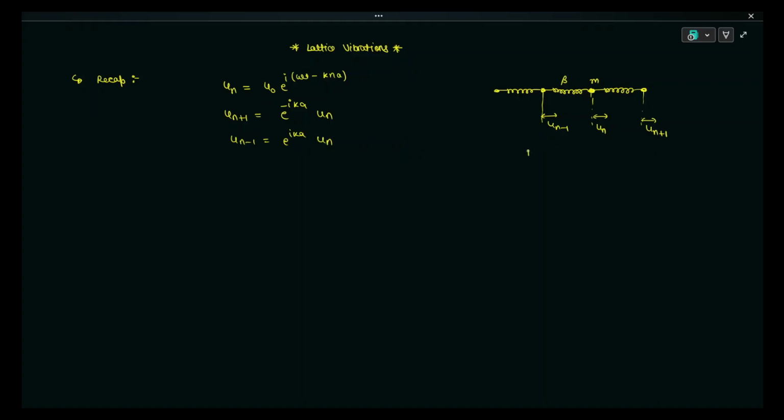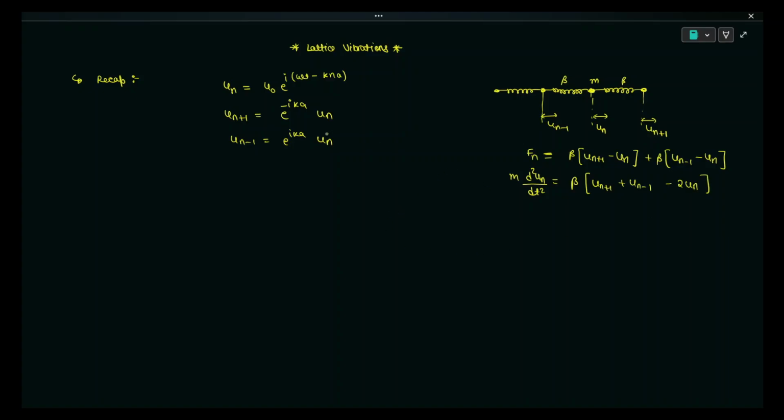From Hooke's law we have also calculated the force acting on the nth atom. That was Fn equal to beta times un plus 1 minus un, which is the force because of this spring, and then plus beta times un minus 1 minus un, which is because of this second spring. If we simplify this, we get m d square un by dt square equal to beta times un plus 1 plus un minus 1 minus 2 un.